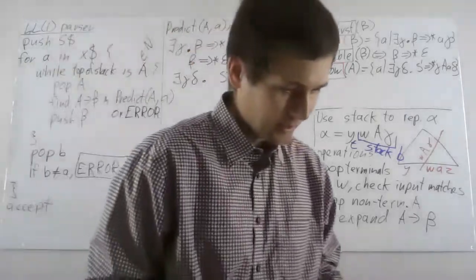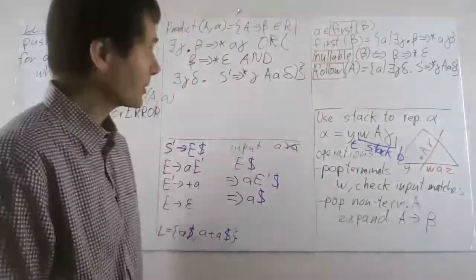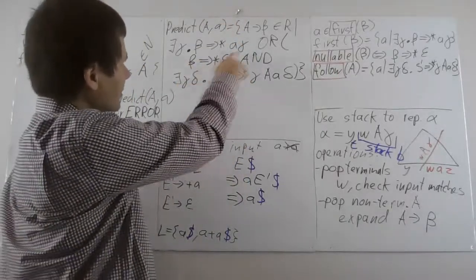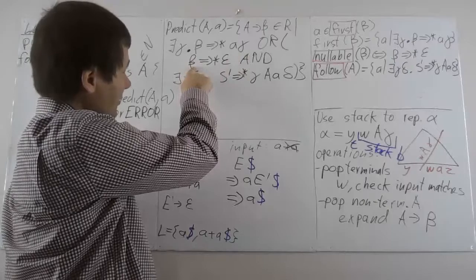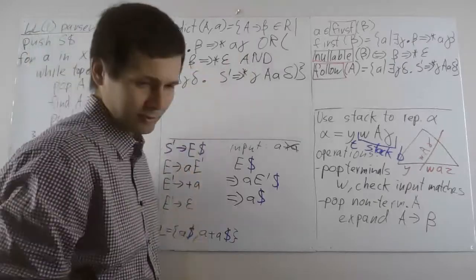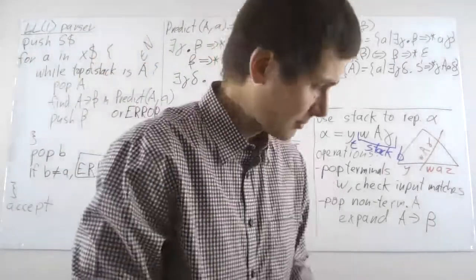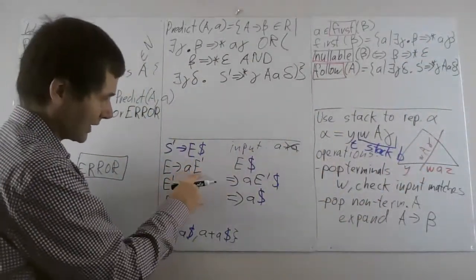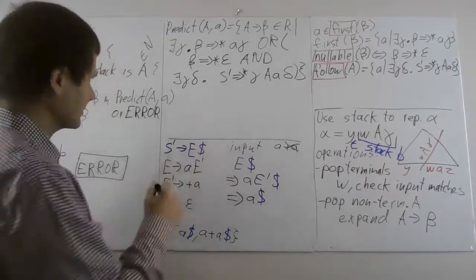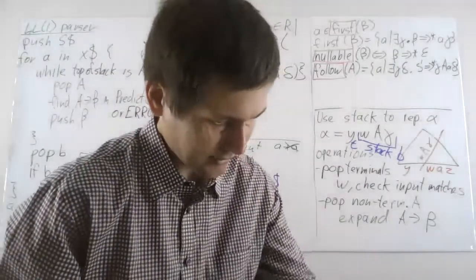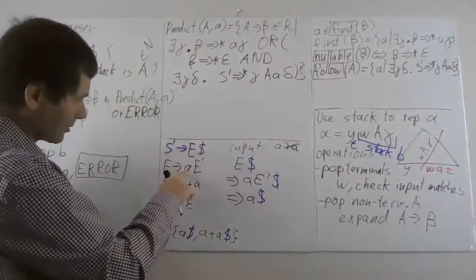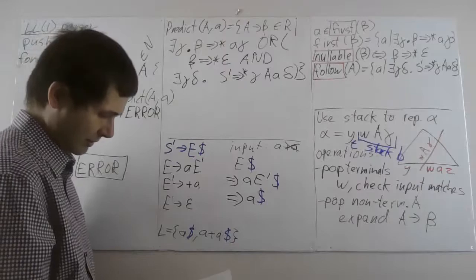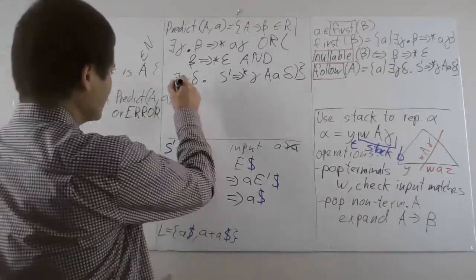So how are we going to compute these? I'm going to compute nullable first, and we're going to need to know nullable for all the right-hand sides of production rules. For this grammar, I need to know nullable of E $, nullable of A E prime, nullable of plus A, and nullable of the empty string.